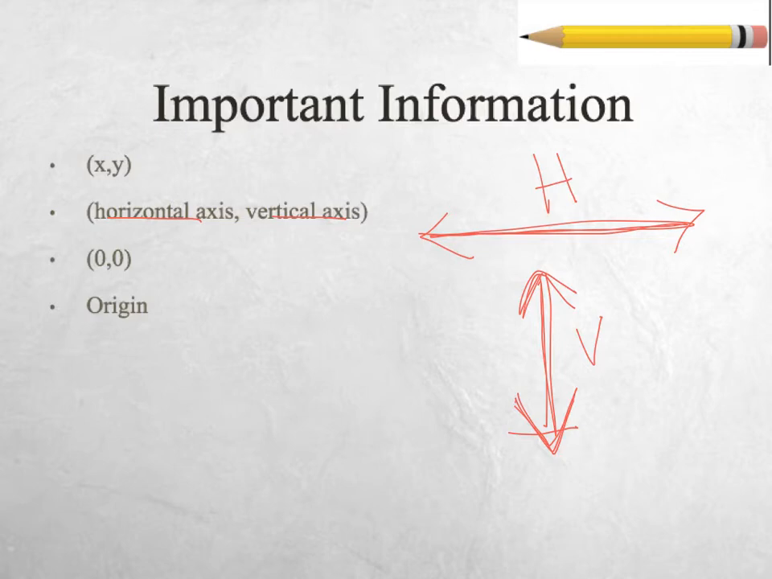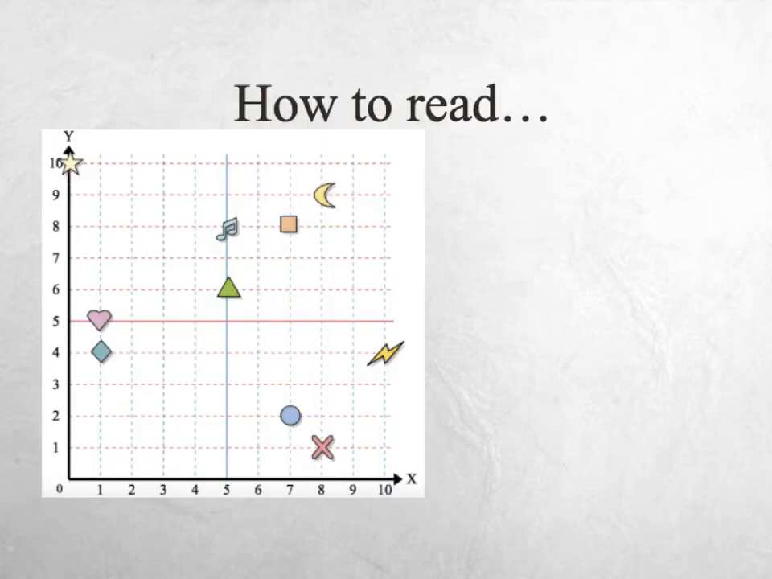Another really important thing to remember is the origin. The point 0, 0 is the origin on the coordinate plane. So the point where the x-axis and the y-axis meet is 0, 0, which is right here. This is called the origin. Okay, these are really important words, so please make sure that you have this in your notebook.